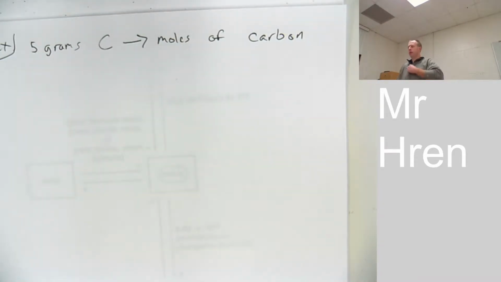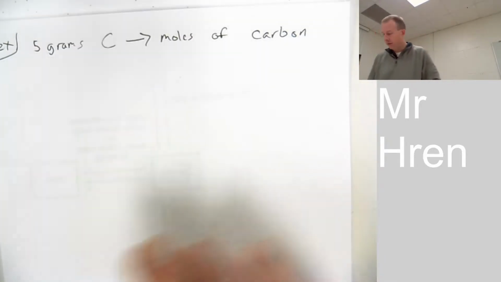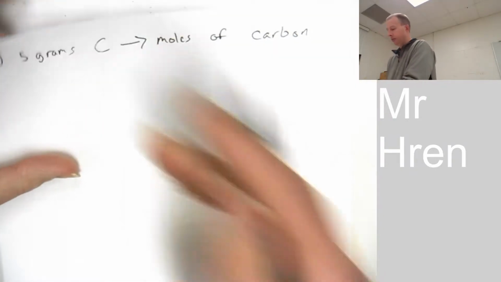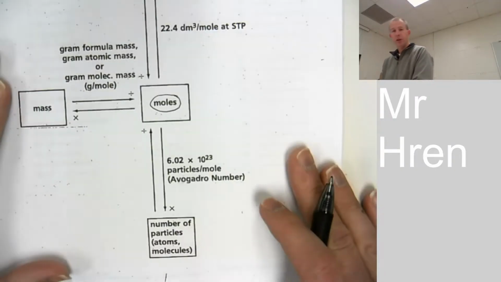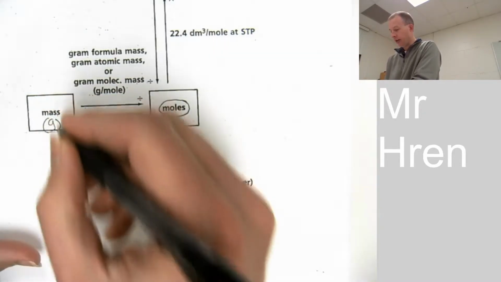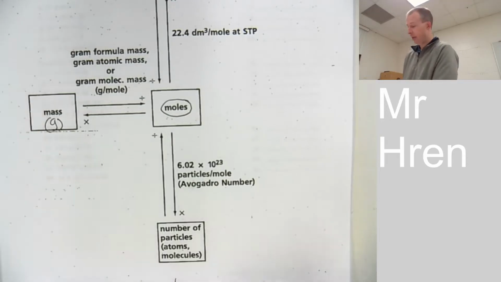So we got 5 grams of carbon. We're going to convert that to moles of carbon, or 5 grams converted to moles. So, all right, first, grams. What the heck is grams? Well, look on this little chart. Grams is a mass. So you're going to want to write on here that grams is a mass. All right.